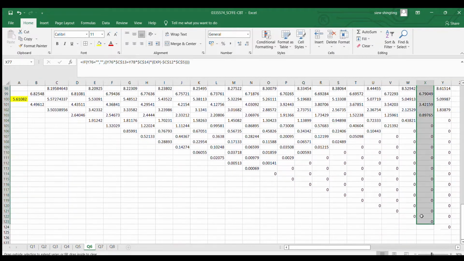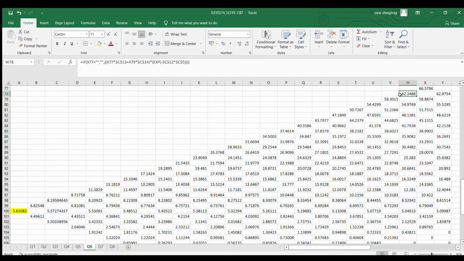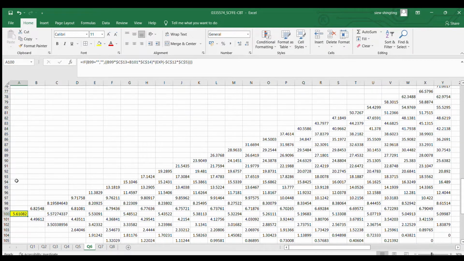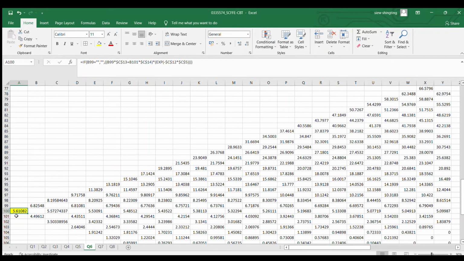We can get the data already. For the other part, we also do the same thing. So we can get the European put is 5.61082.